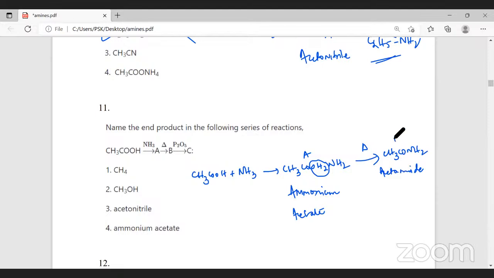This is B. When you heat it with P2O5, phosphorus pentoxide, which is a dehydrating agent, the two hydrogens and this oxygen get eliminated as water. So the product we have is CH3CN. It is a cyanide, called acetonitrile. Hence the answer for this question is option 3.